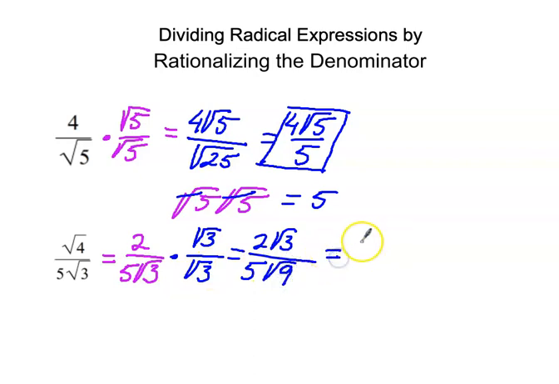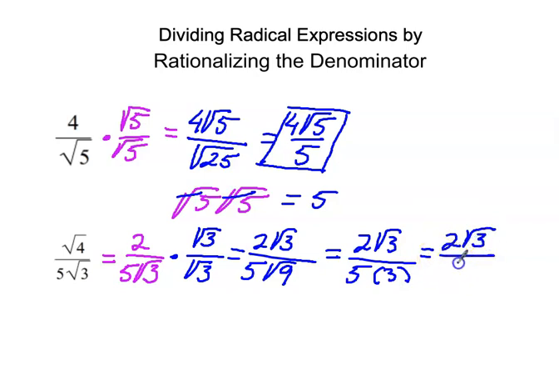No, we are not done with this problem yet. So the numerator is going to be 2 square root of 3. But the denominator is going to change because square root of 9 equals 3. Okay? So now we have 2 square root of 3 over 15. Now notice that 2 and 15 you cannot simplify any further, so this is going to be our final answer.